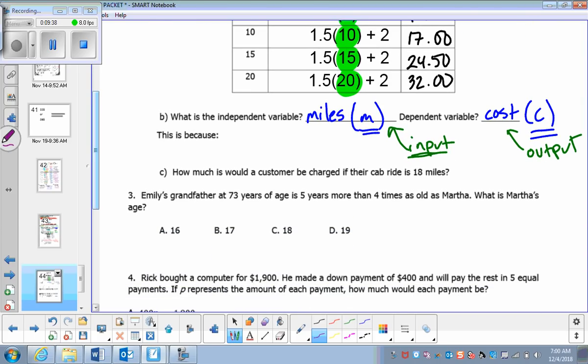All right? If a customer is riding for 18 miles, I want you to ask yourself, is that the total cost, or is the 18 miles one of our inputs? It would be an input. So if we plug in, we are simplifying for this problem, okay? So 18 miles times our $1.50, and then plus the $2 no matter what. So 18 times 1.5 is $27, plus the $2 flat fee, this would be $29.